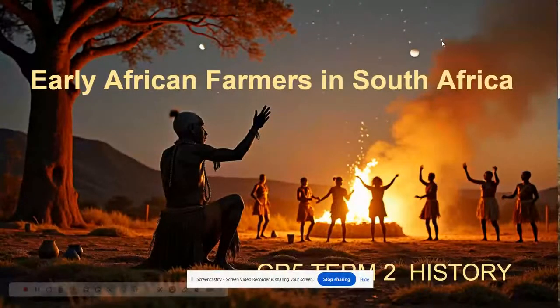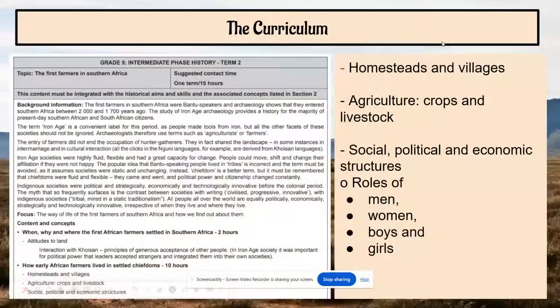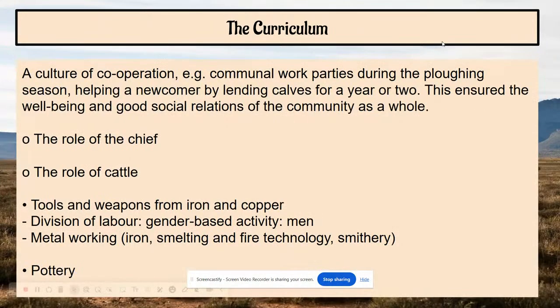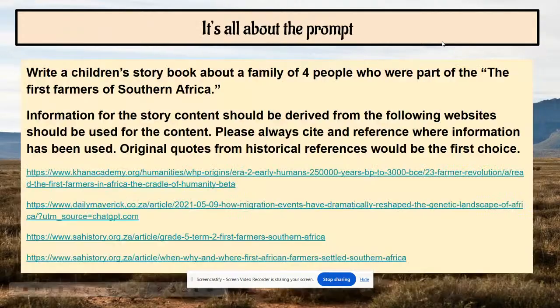This term I'm currently writing about the early African farmers in South Africa for History, Grade 5, Term 2. One always begins by going to the curriculum and finding out exactly what the requirements are for Grade 5s in this history section. It is a very vast section, and it wants you to talk about the homesteads, the villages, what crops they grew, what was the role of the men, the women, the boys and the girls, to talk about the chief, the cattle, the tools, the weapons, the iron age, the pottery, the celebrations. It's vast, and I didn't know where to start, so I thought I'd write a story.